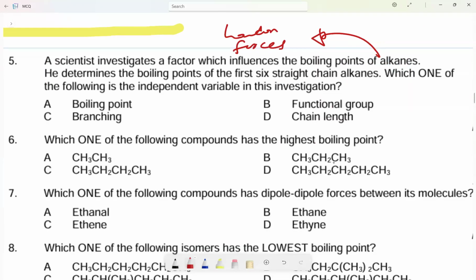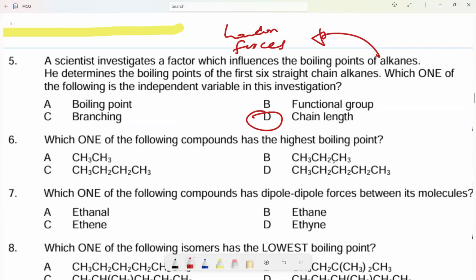Alkanes have London forces. An investigator determines the boiling point of the first 6 straight chain alkanes. Which one of the following is the independent variable? Remember, what is the investigator changing? 6 straight chain isomers: methane, ethane, propane, butane. Can you see what the investigator is doing is increasing the chain length. So the independent factor is the chain length.